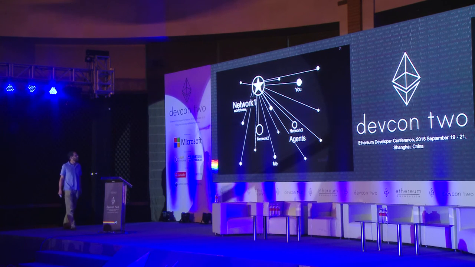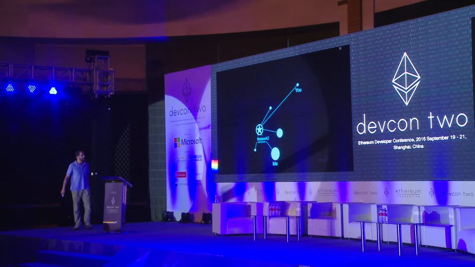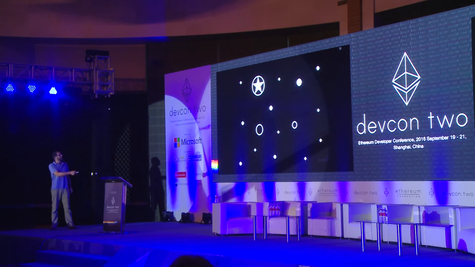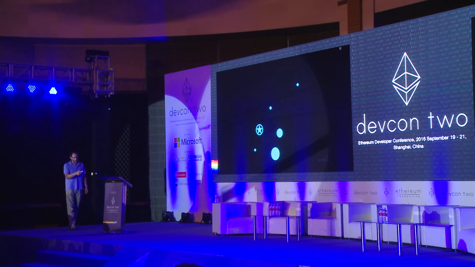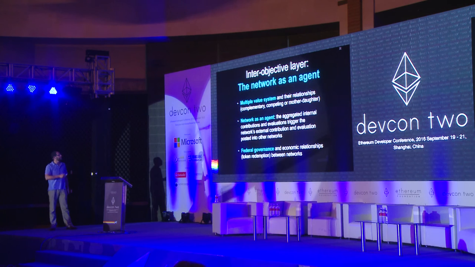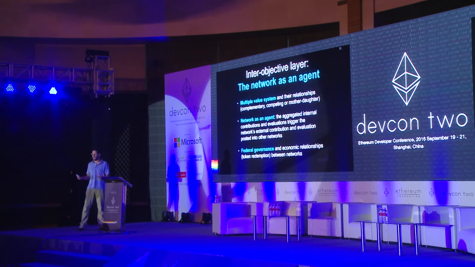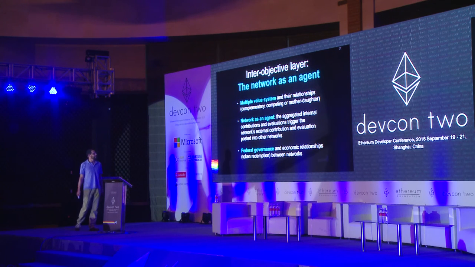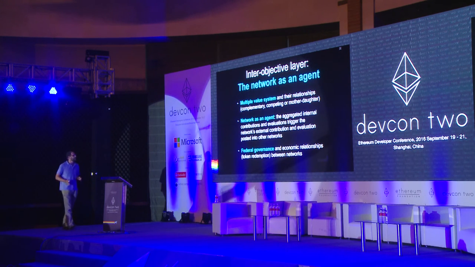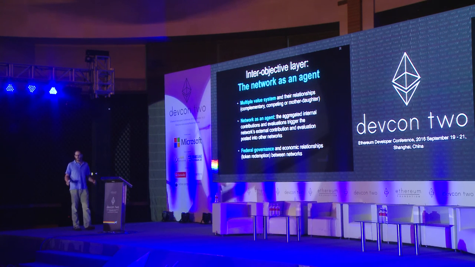So this is the worldview of network one. Now maybe this is the worldview of network two. As you can see, the agents in different networks may have different reputations according to the network. And the interobjective layer in the protocol is basically about defining the network as being an agent in other networks. So the outcome is multiple value systems that can have various relationships. They can be complementary, competing, or mother-daughter relationships, or any combination of those.